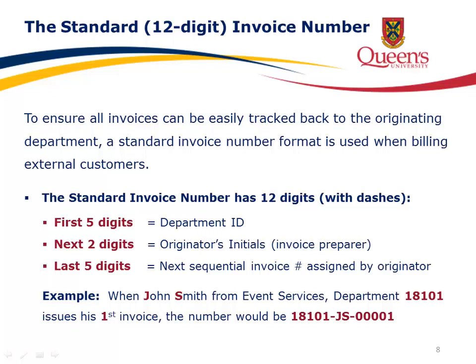For example, when John Smith from Event Services, Department 18101, prepares his first invoice, the invoice number will be 18101-JS-00001. To avoid issuing duplicate invoice numbers to customers, when a department has more than one person issuing invoices and 2 or more individuals have the same initials, the department's lead financial officer will be responsible for assigning a unique 2-digit initial identifier to each individual.